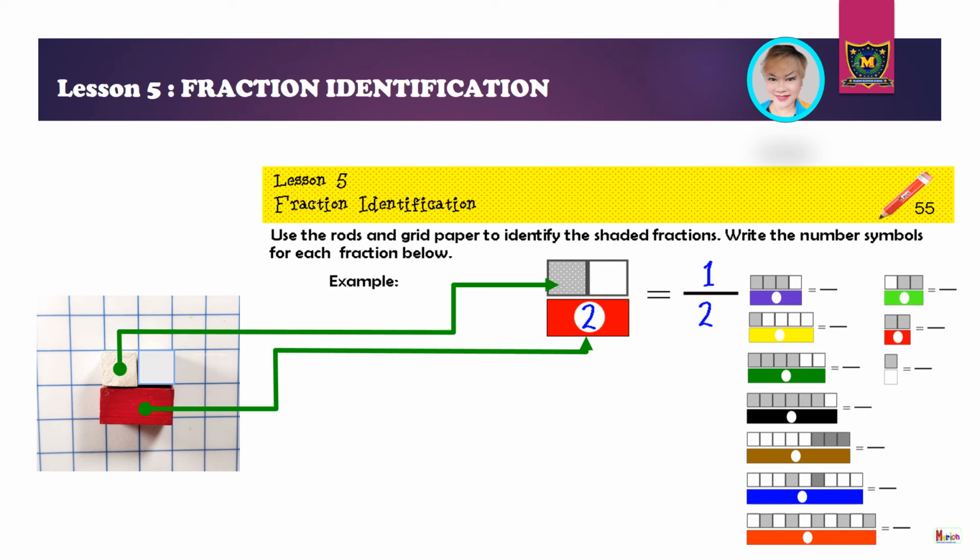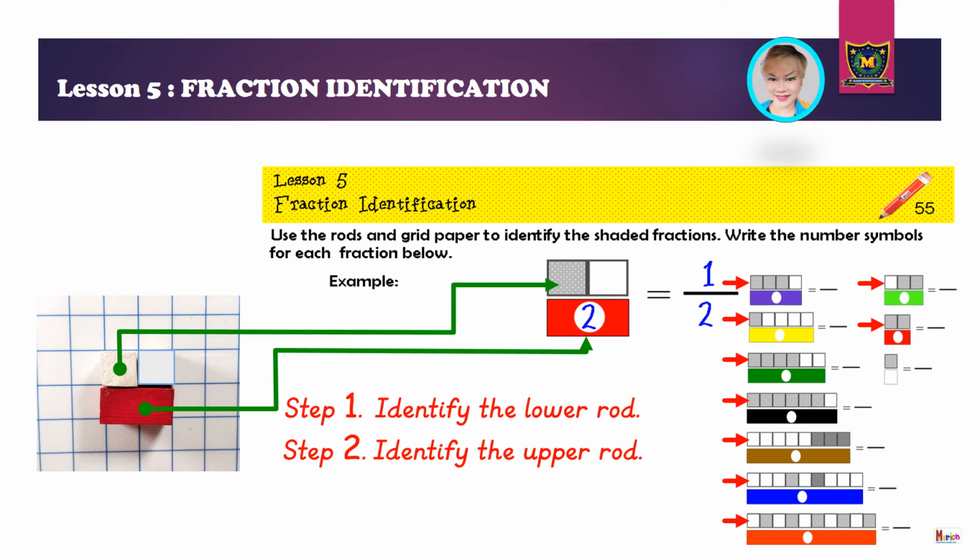Alright? So, let us now recap the steps. Step 1, identify the lower rod. And then, you write the number in the white circle. Then, you identify the upper rod by counting the shaded parts only. Do not count the white ones. And then, the third part is you write the fraction, which means you write first the one on top, the number of gray or shaded parts. Then you write the value of the colored rod below.